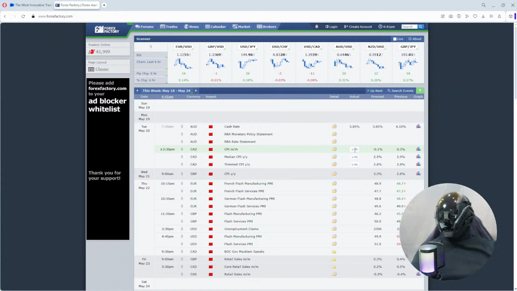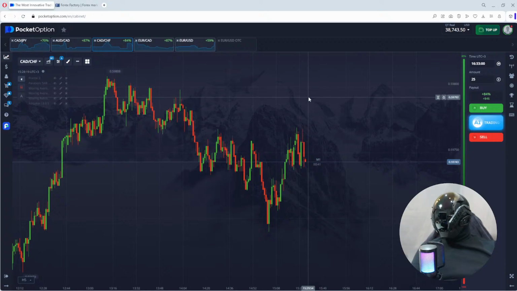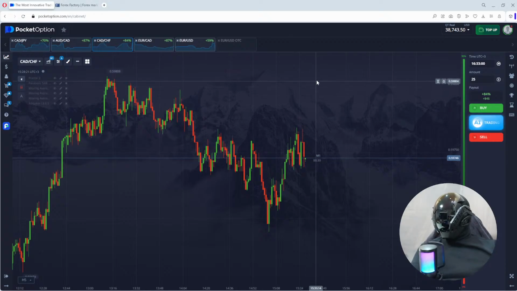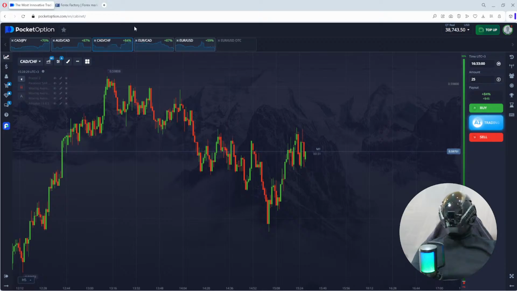But if it does, it's going to be a massive surprise. And the spike for Canada is going to be so good, so big, that it could actually go for a retracement on the second or the third minute. That's why we're going to have several steps of martingale here just in case.